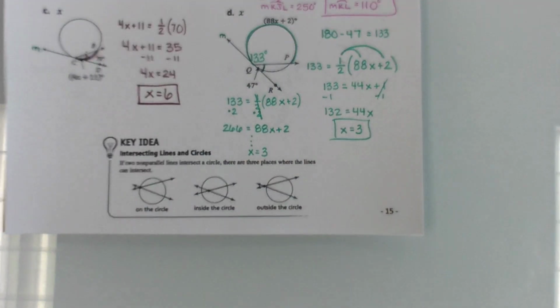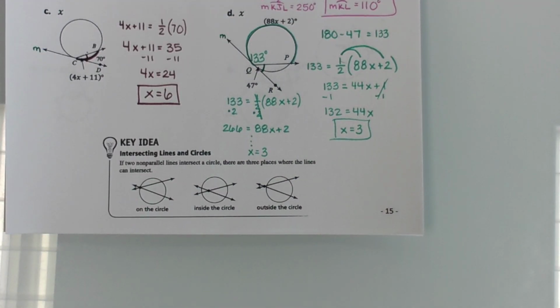Now, on the very bottom of this page, it talks about the fact that when you have secants intersecting, they can intersect in a number of different places. They can intersect on the circle, creating an inscribed angle. They can intersect in the circle or outside of the circle. These two situations we haven't talked about yet.